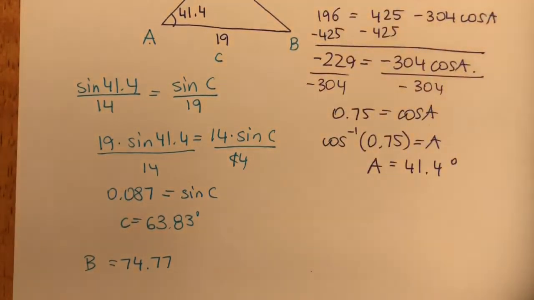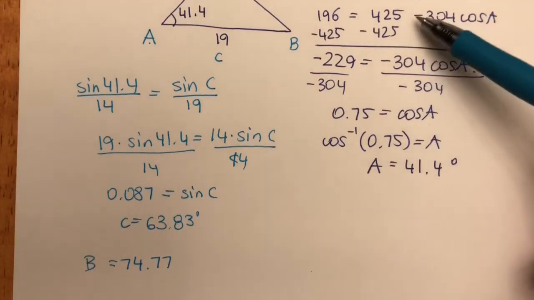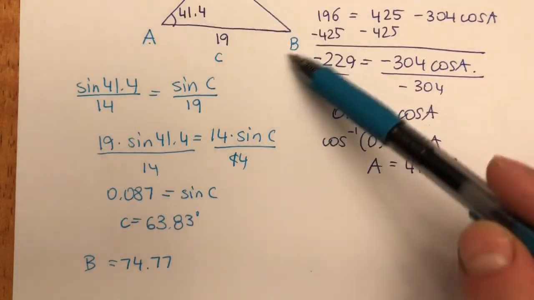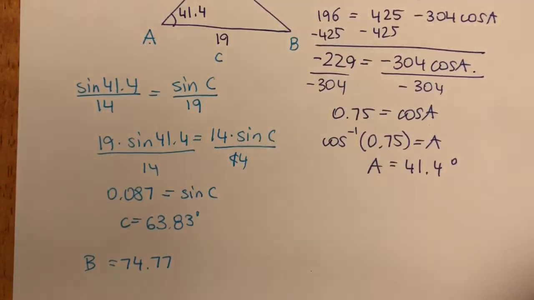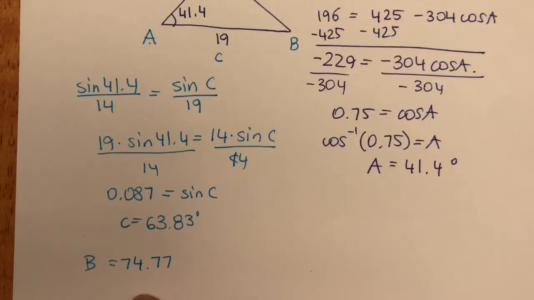So this is how you can use the laws of cosines. We use the laws of cosines because we had all the sides. So in order to find the angle, laws of sines was not helpful. And then once we found this angle, we use the laws of sines.